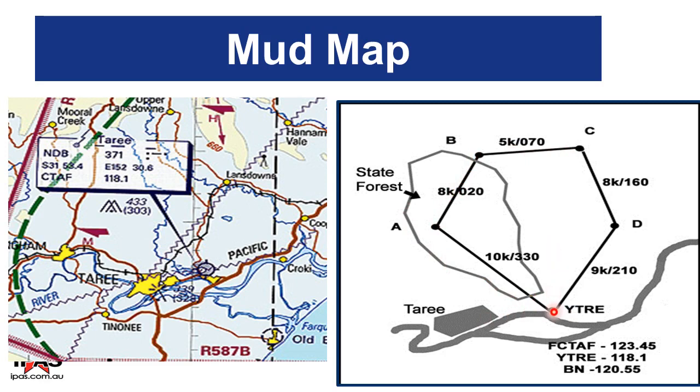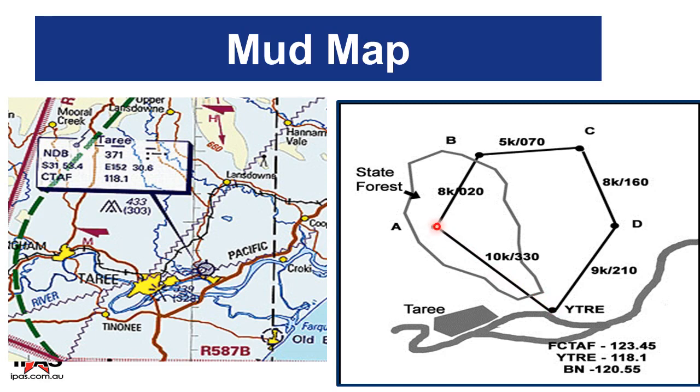So I know that if I track along here out of Tyree, the river should be behind me, Tyree township should be on my left, and about the 2k mark, I should be crossing over the boundary of the state forest, which may be quite evident from the air. So in 10 kilometers on a track of 330, I should hit waypoint A. Now knowing that at 100 knots I'm traveling at 3 kilometers a minute, it's going to take me 3 minutes and 20 seconds to reach that waypoint.